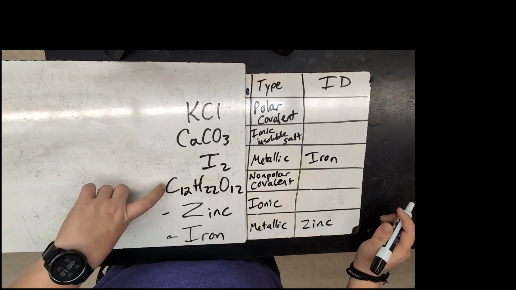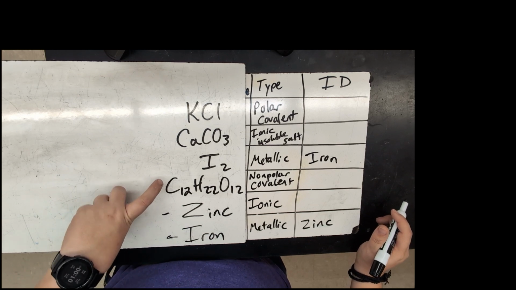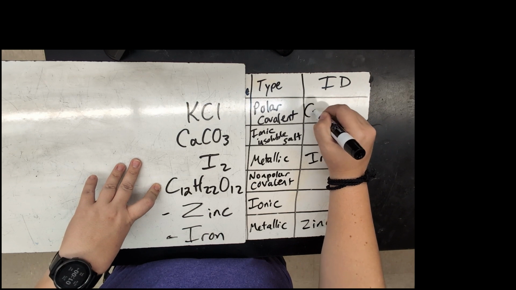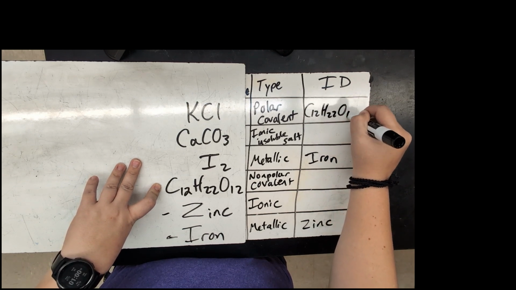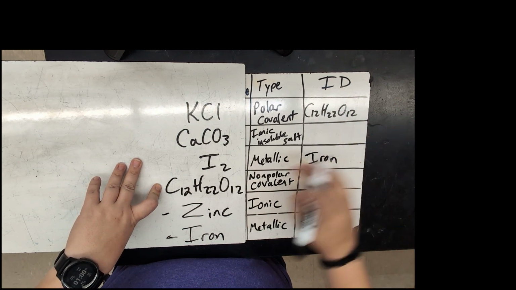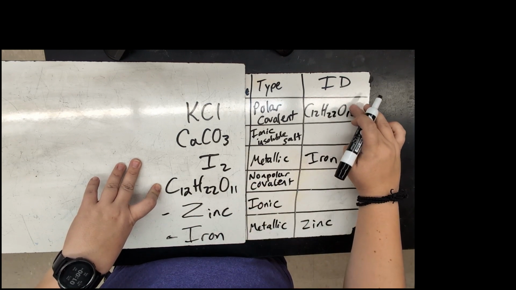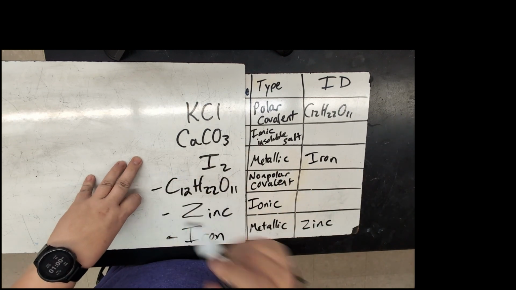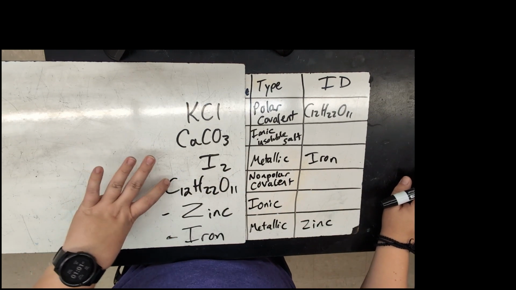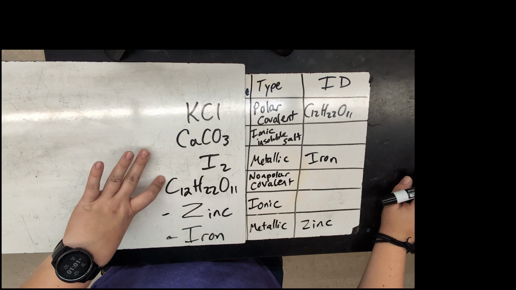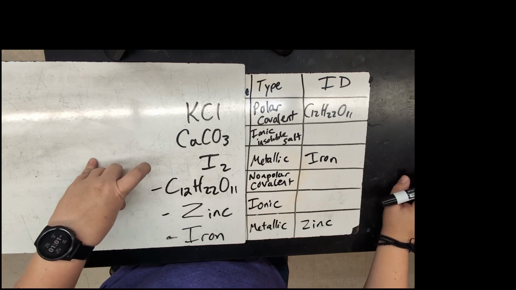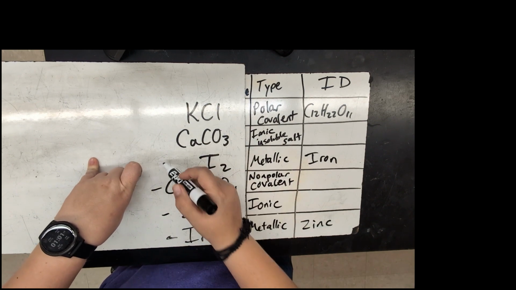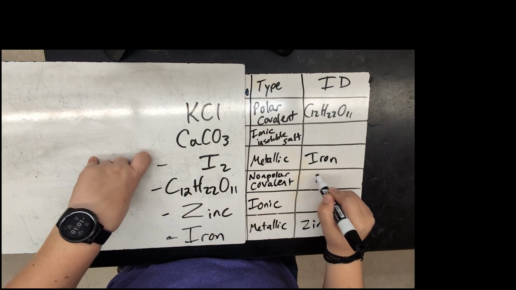Now, this is table sugar, sucrose, which is a polar covalent compound. So that must be up here. Oh, I'm sorry, this is C12H22O11, because it's a disaccharide. So that was our polar covalent. It does dissolve in water, but does not conduct electricity. Then we have iodine. Iodine is covalent as well, but it is non-polar. It's perfectly symmetrical. That's why it dissolved in the hexanes.